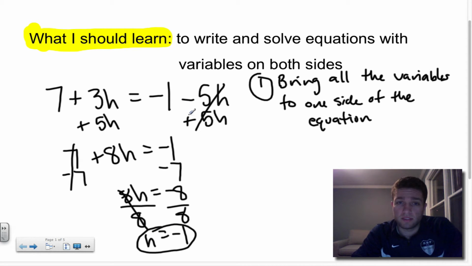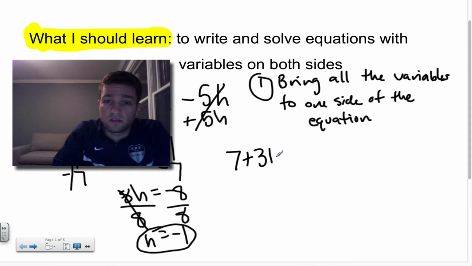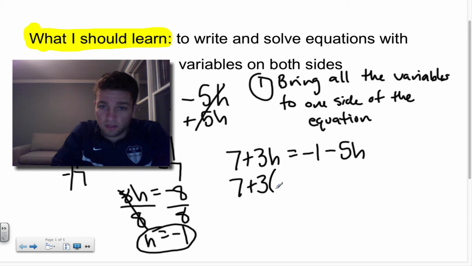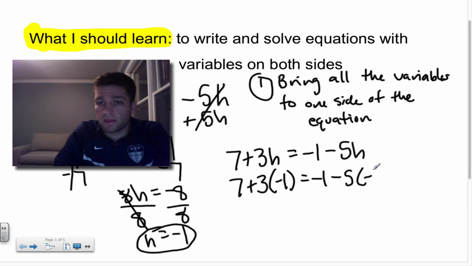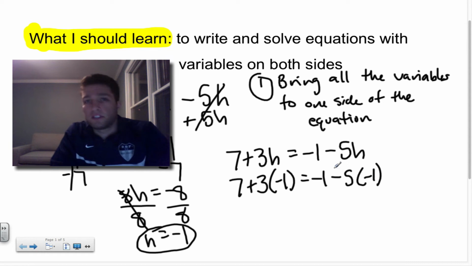Now, I'm going to be a little bit of an annoyance and get on you about checking your work for these problems in particular, because whatever you get here for your variable, you should be able to plug back in on both sides of the equation, and both sides should be equal to one another. So I should have 7 plus 3h equals negative 1 minus 5h. And if I plug in or substitute negative 1 into both of the h's, then both sides of this equation should be equal to one another.